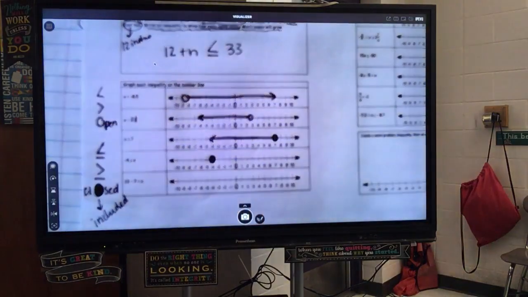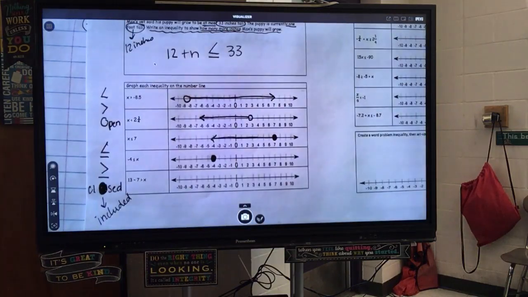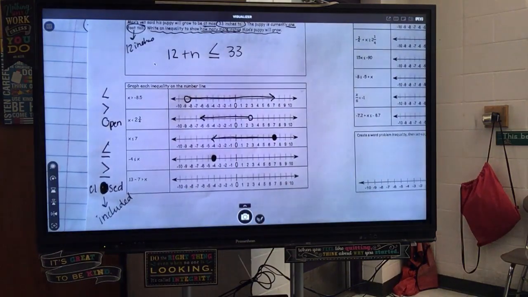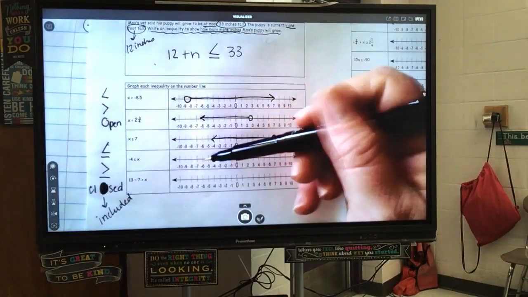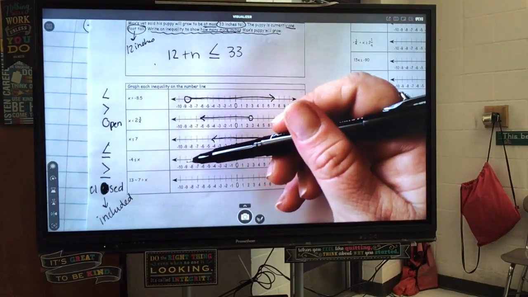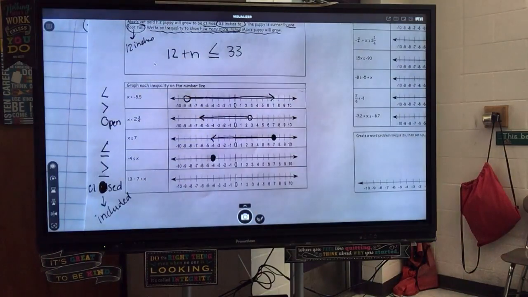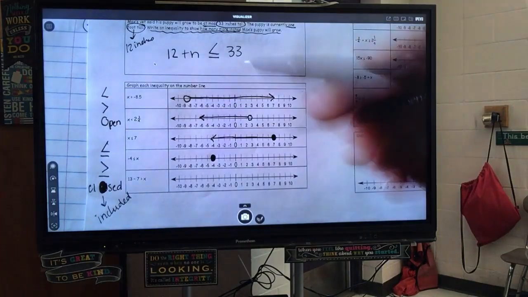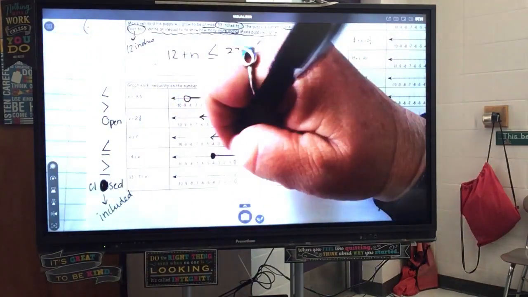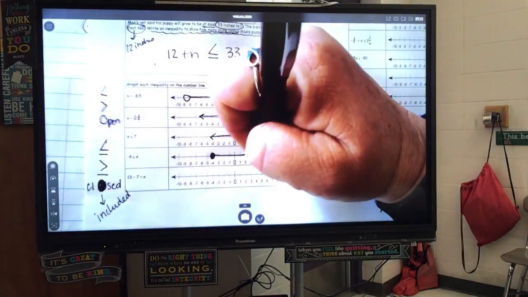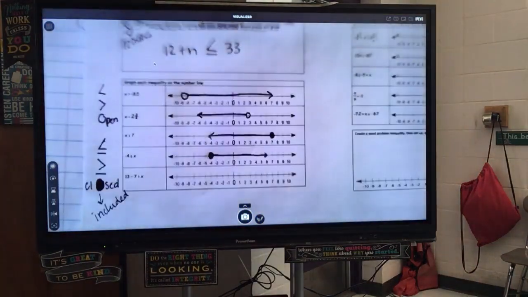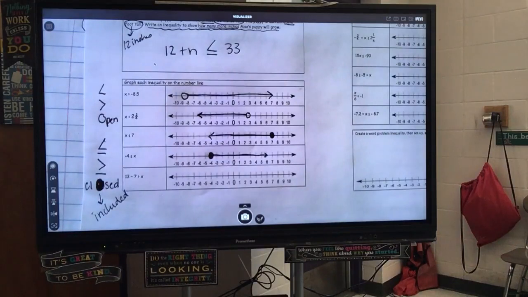To the left? Okay, so pick a number to the left and plug it in, say it out loud, and tell us if it makes the statement true. Wait, no, it'll go to the right. Right, so it's going to the right. Any number to the right will make that statement true.